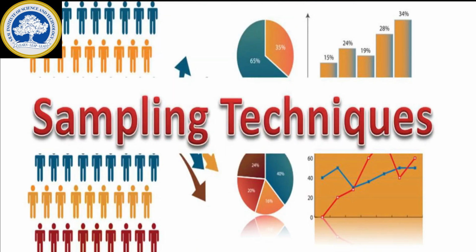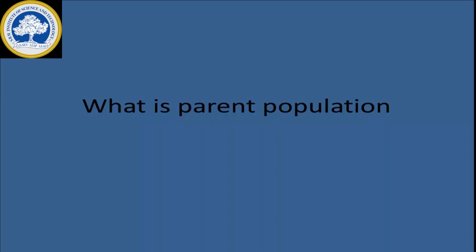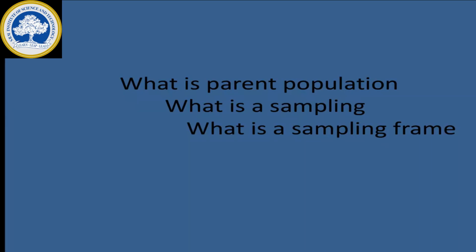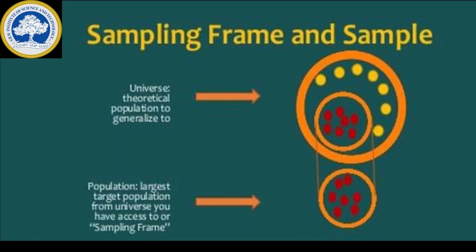To understand the whole process of sampling technique, you need to understand certain terminologies which are very important for understanding sampling technique and all its types. First is the parent population, second is sampling, third is the sampling frame. Parent population is otherwise known as the universal or reference population. I'll give you an example.